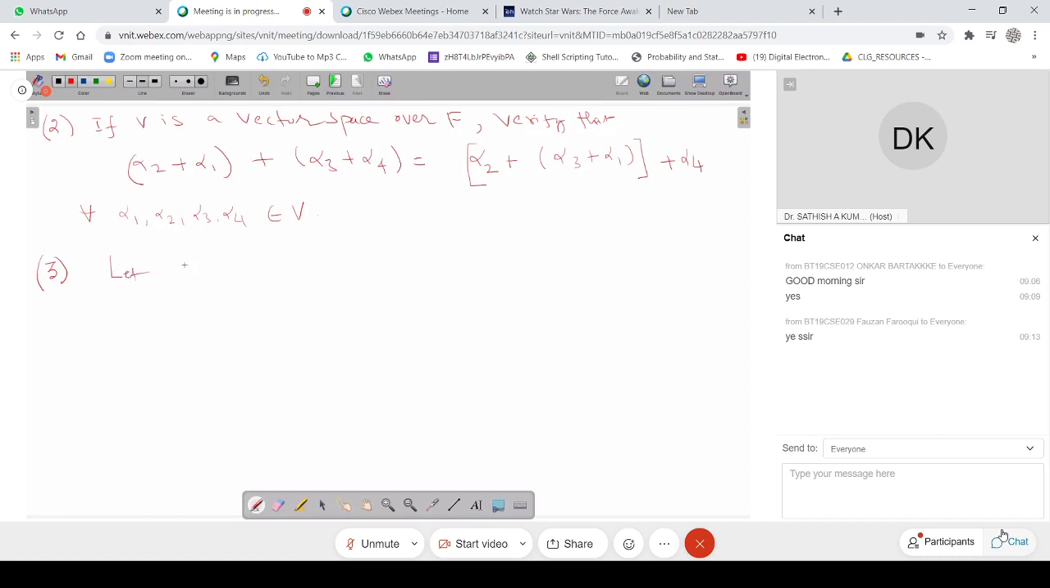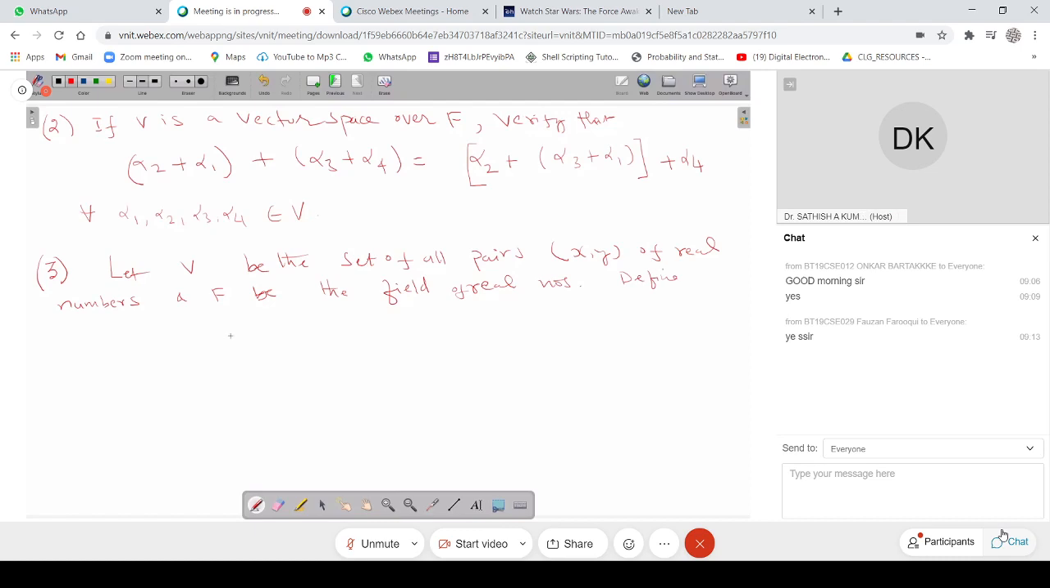Let V be the set of all pairs x comma y of real numbers, and let F be the field of real numbers, I mean the real field, defined.